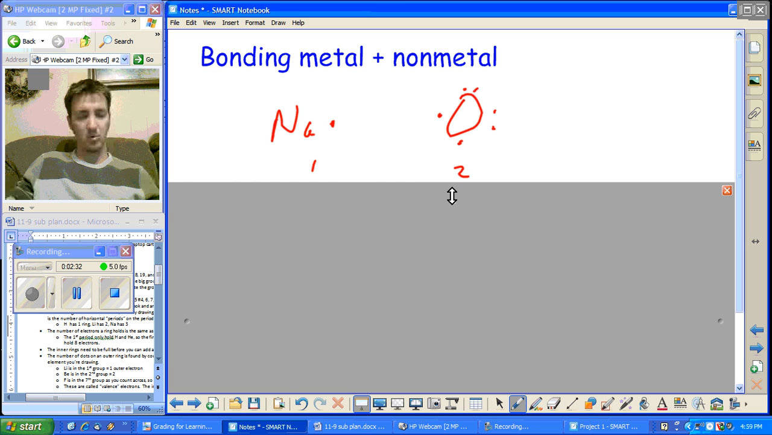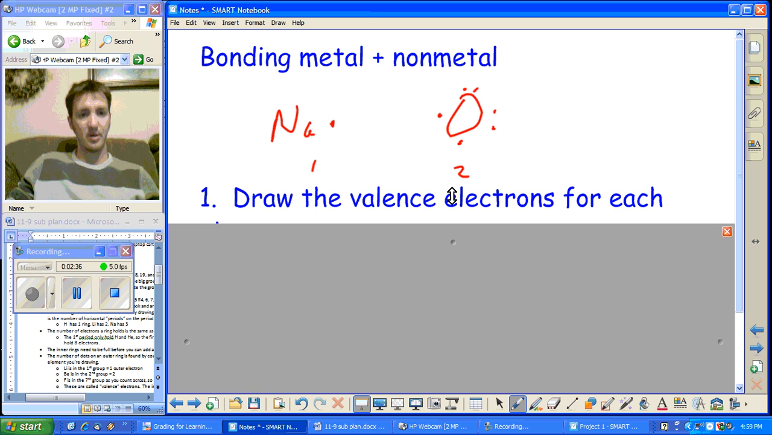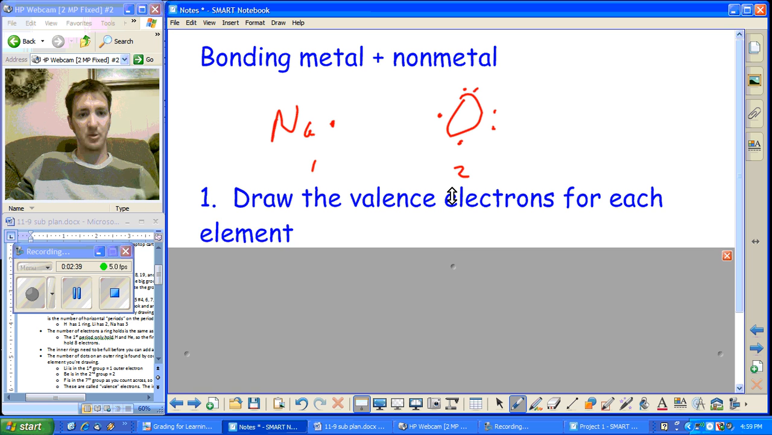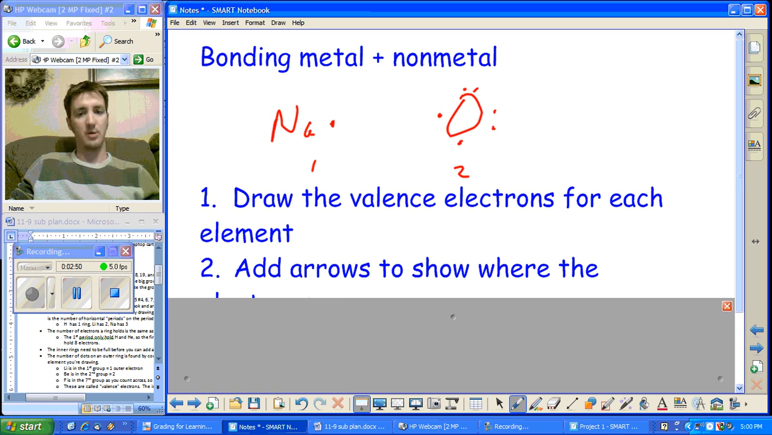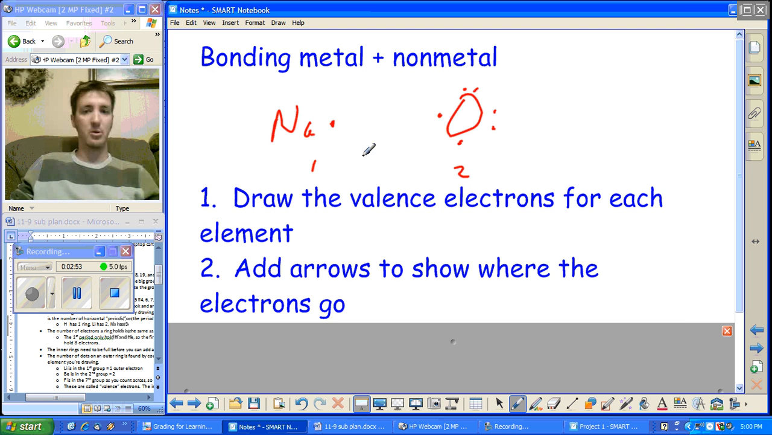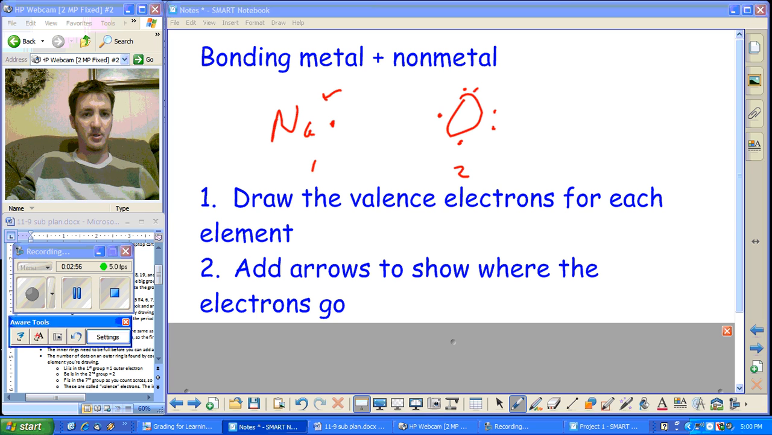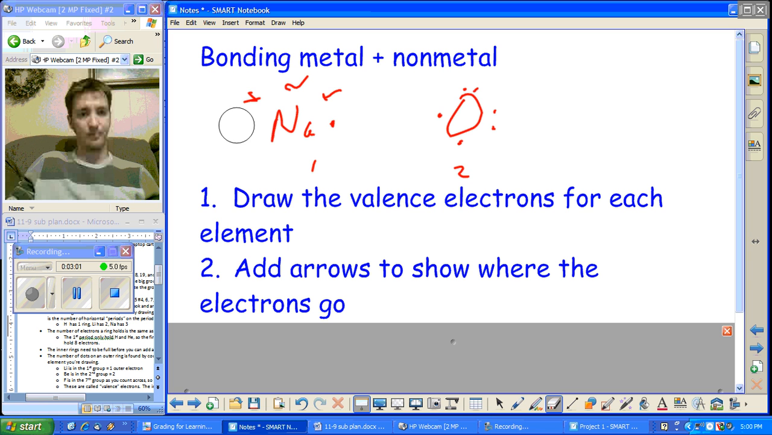So the way to draw these bonds is what we'll look at now. First off, just draw the valence electrons for each element, like we did there. The goal basically with this is if I give you 2 elements, can you tell me the formula? Alright, add arrows to show where the electrons go. So, is sodium going to gain 7 electrons somehow, or is it going to give up 1? Well, with sodium, it's going to be easier to give up 1. So it sends its electron to something that will take it, which is now that oxygen, because the oxygen wants 2.